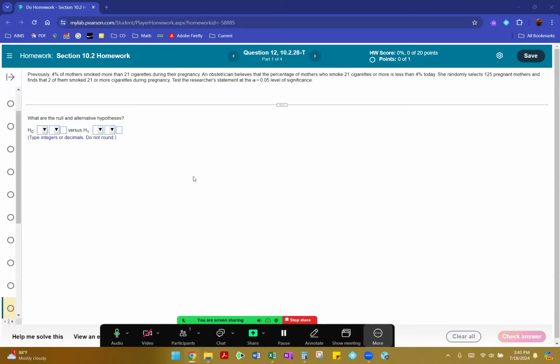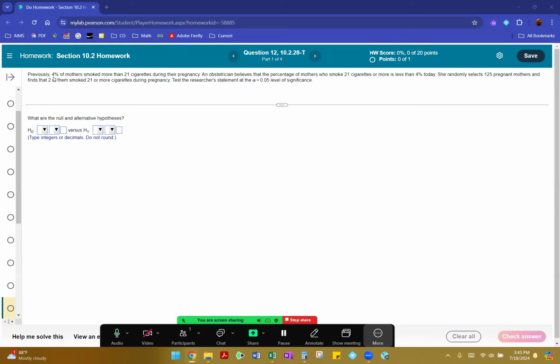The problem says previously 4% of mothers smoked more than 21 cigarettes during their pregnancy. An obstetrician believes that the percentage of mothers who smoke 21 cigarettes or more is less than 4% today. She randomly selects 125 pregnant mothers and finds that 2 of them smoked 21 or more cigarettes during pregnancy. Test the researcher's statement at the alpha equals 0.05 level of significance. So obviously you can see the first part of the question is what are the null and alternative hypotheses?